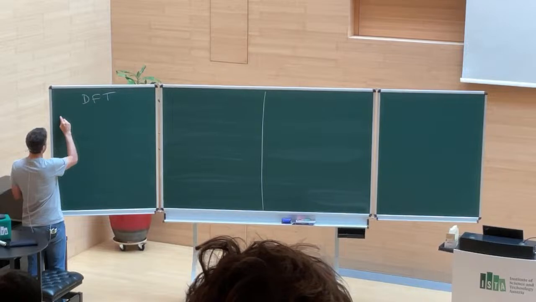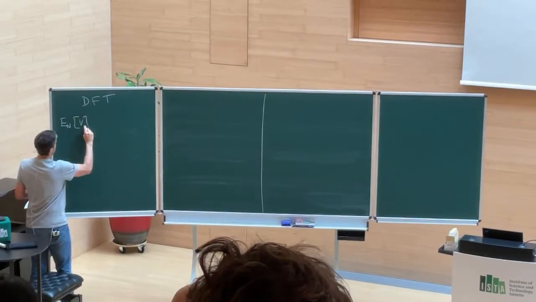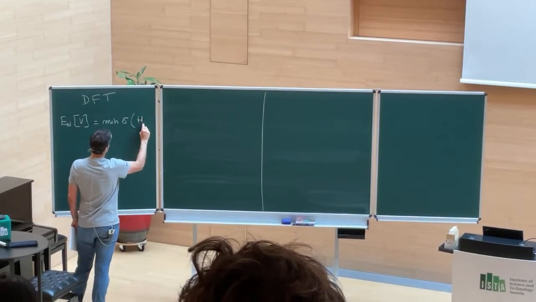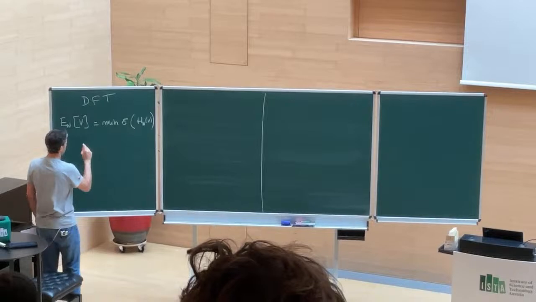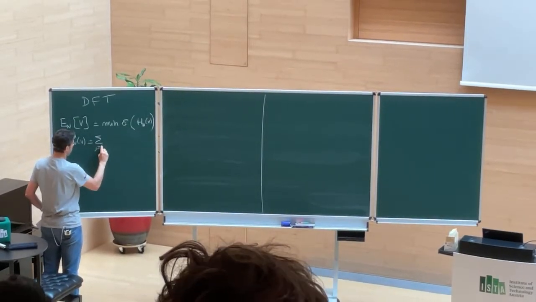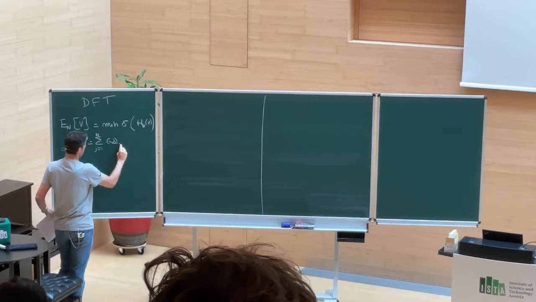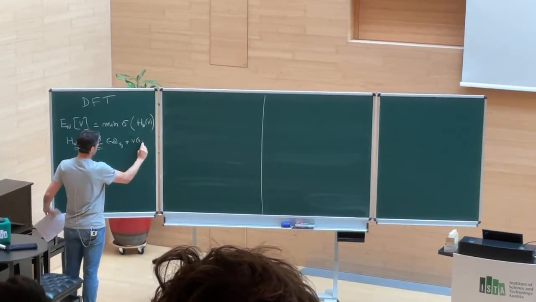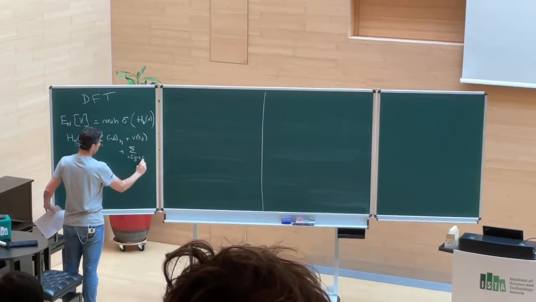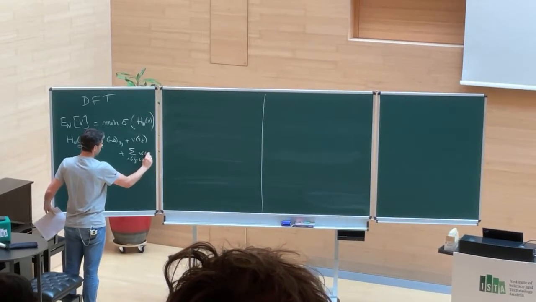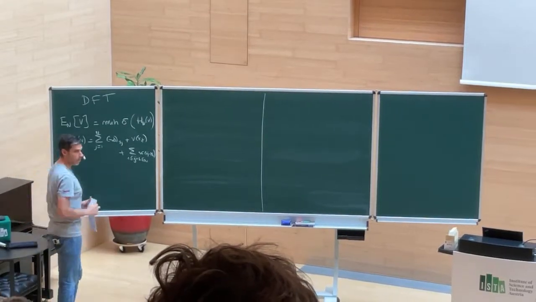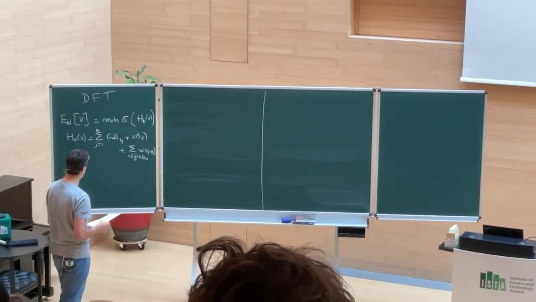So there was this E_N(V), which is the ground state energy, so that's the minimum of the spectrum of H_N^V, where H_N^V is the N-body Hamiltonian for some interaction potential W. Like this. Okay, ground state energy in an external potential V.